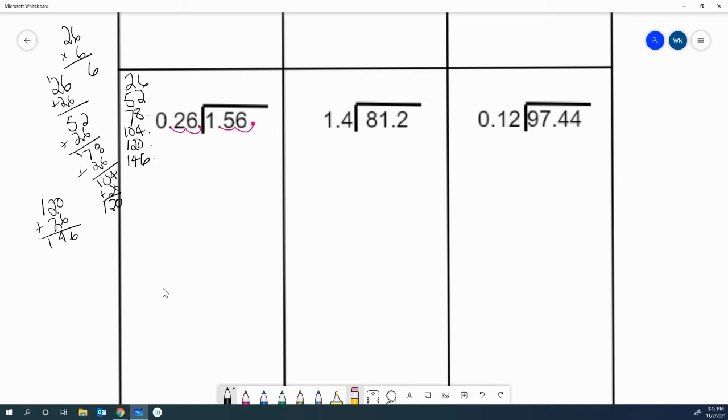6 times 6 is 36. 2 times 6 is 12, 13, 14, 15. I did get that wrong. I wonder where I went wrong. That's why you always have to double check yourself, because I got 146, but the answer was 156. That makes me really nervous for where I got it wrong.